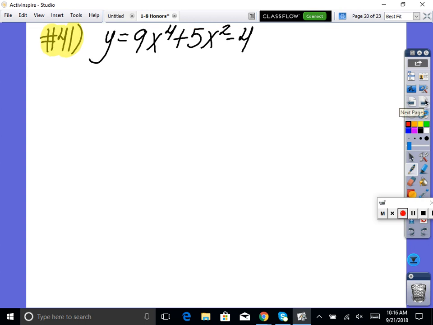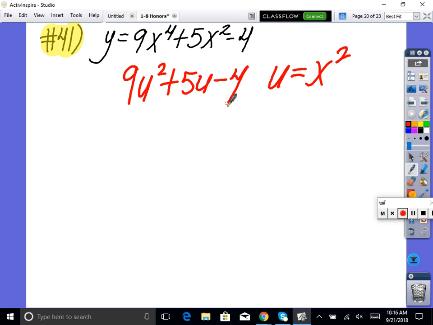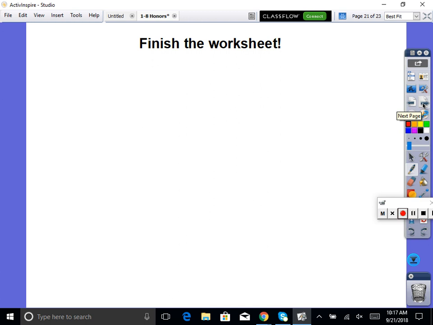Okay. Now look, how would you do 41? Awesome. U substitution. This would be a U substitution because it's quadratic in form, everybody. You say let U equal x squared. You're going to see this stuff again on this upcoming test. And you go through and factor it, and then continue. Do you want me to continue? Are you guys good? We just tested on this. Okay, I don't want to waste your time. Okay, that's the end. Finish the worksheet.